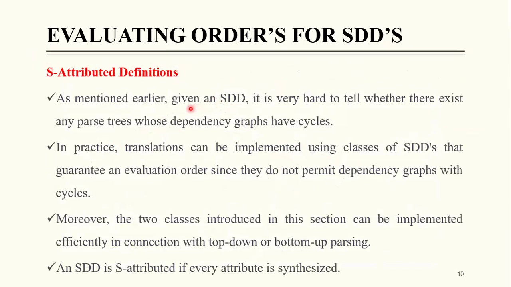The next one is S-attributed definition. As mentioned earlier, given an SDD, it is very hard to tell whether there exists any parse tree whose dependency graph has cycles. In practice, translations can be implemented using classes of SDDs that guarantee an evaluation order, since they do not permit dependency graphs with cycles. Moreover, the two classes introduced in this section can be implemented efficiently in connection with top-down or bottom-up parsing. An SDD is S-attributed if every attribute is synthesized.